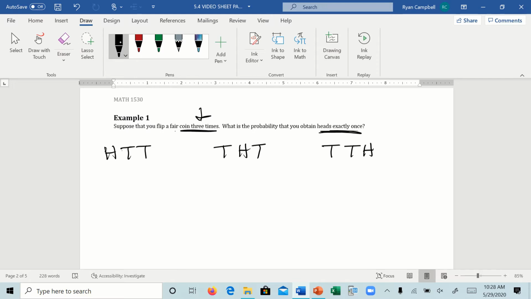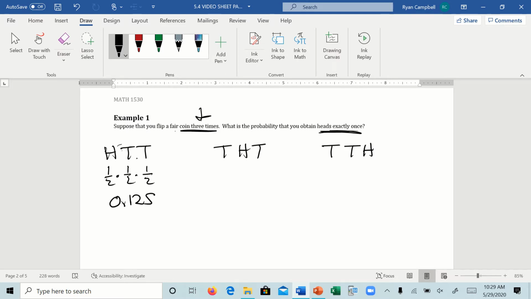So what's the probability of getting a heads? We listed all the outcomes, so let's talk about probabilities of each outcome. The probability of getting a heads is 1/2, times the probability of getting tails is 1/2, times the probability of getting tails is 1/2, right? These are all independent, so they don't affect each other. So when you multiply all these together, you get 0.125.